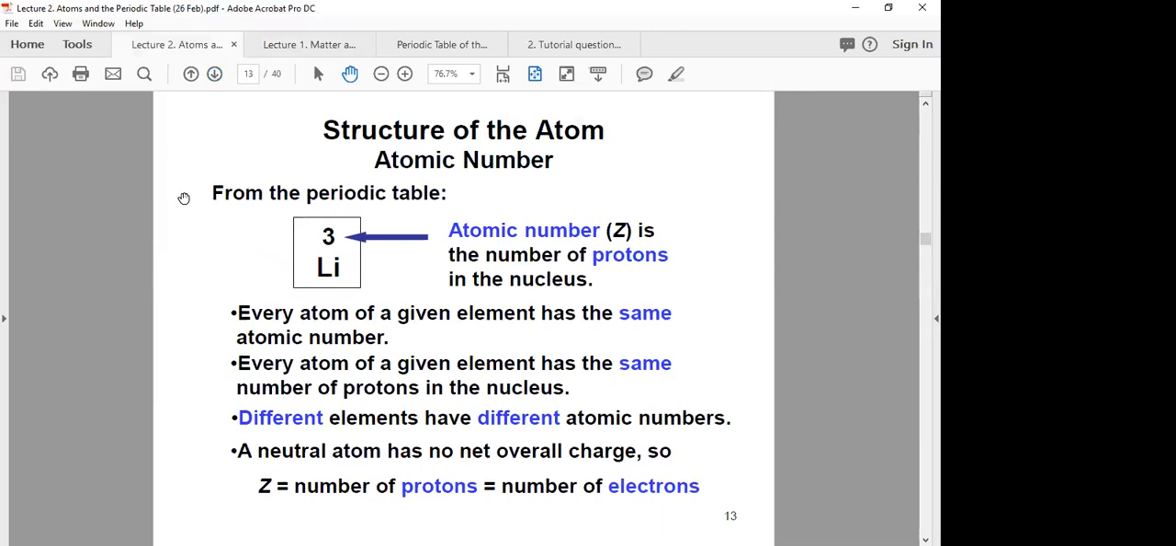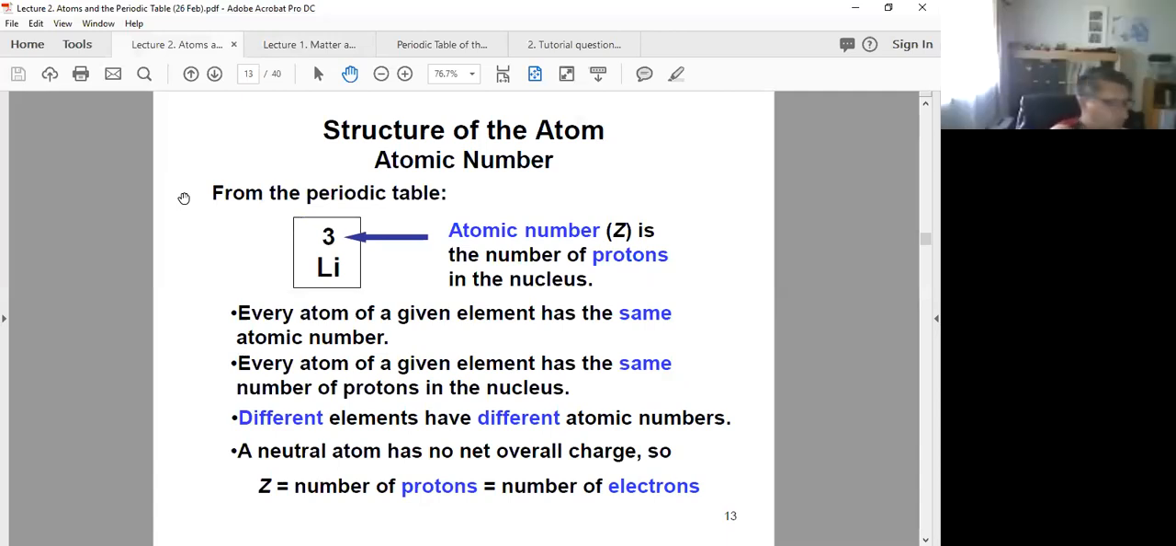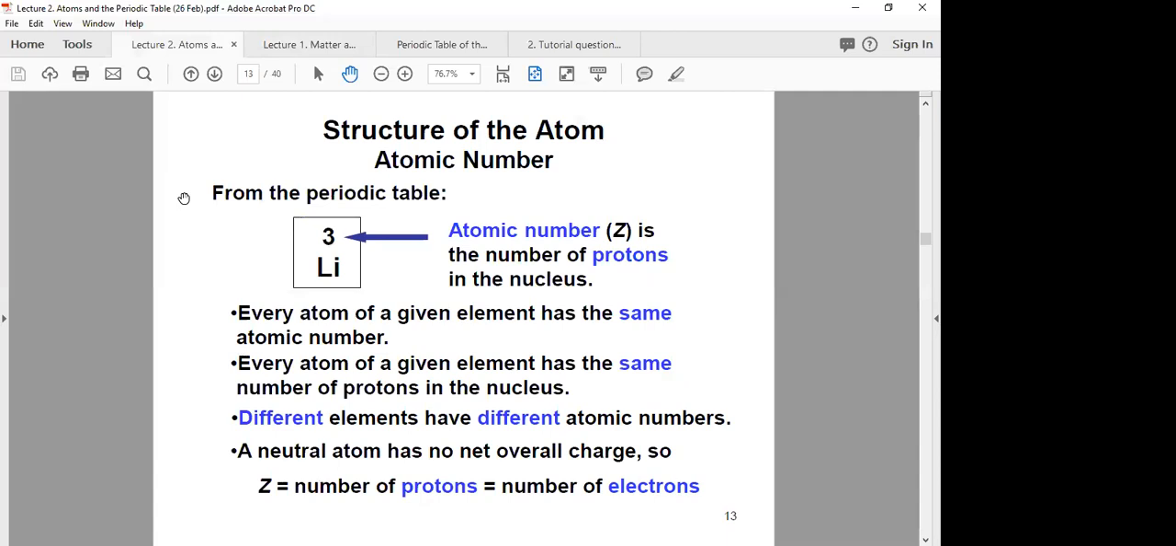All right, so how do you calculate the number of protons, neutrons, and electrons in an atom of a given element? Let's start with the periodic table. Here's element number 3 on the periodic table. It's lithium. There's the element symbol Li, and you can see on the periodic table this number, 3, and that tells us a lot about an atom of lithium. That number is called the atomic number. That's given the abbreviation Z.